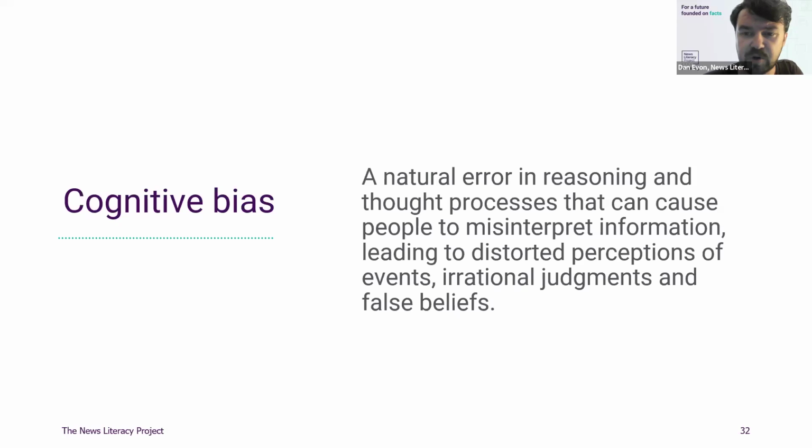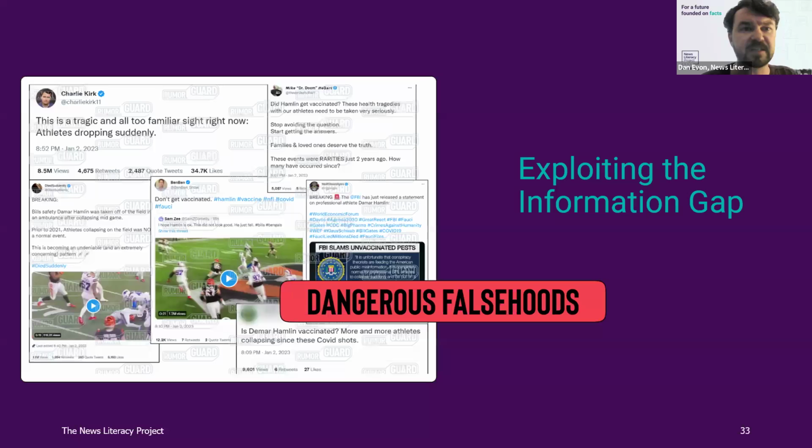Cognitive bias is a natural error in reasoning and thought processes that can cause people to misinterpret information, leading to distorted perceptions of events, irrational judgments, and false beliefs. One way that reasoning comes into how we address falsehoods is how it gets exploited during breaking news events. This is a group of claims that circulated shortly after Damar Hamlin collapsed during a Monday Night Football game last January 2023.